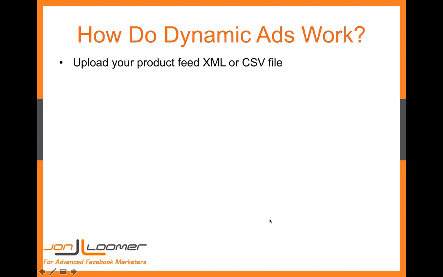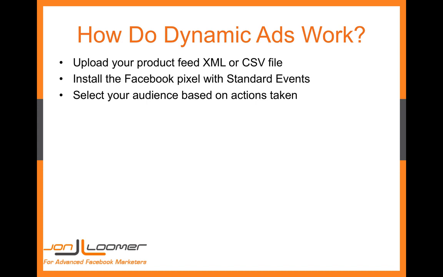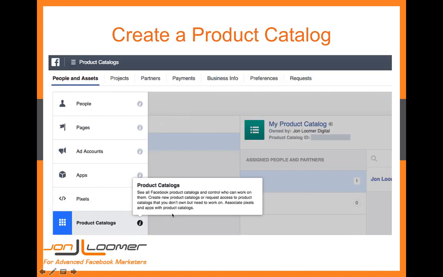So how do they work? You upload a product feed XML or CSV file to Facebook of all your products. You obviously install the Facebook pixel. You've got to use events on your site that we've talked about before. And you've got to select your audience based on actions taken that you want to target. Then you create an ad template. So basically it's like, depending on the page they visit, what kind of ad are they going to see? And automatically pull in certain information. Again, that's where that product feed XML is going to feed into these ads. It's going to fill those ads.